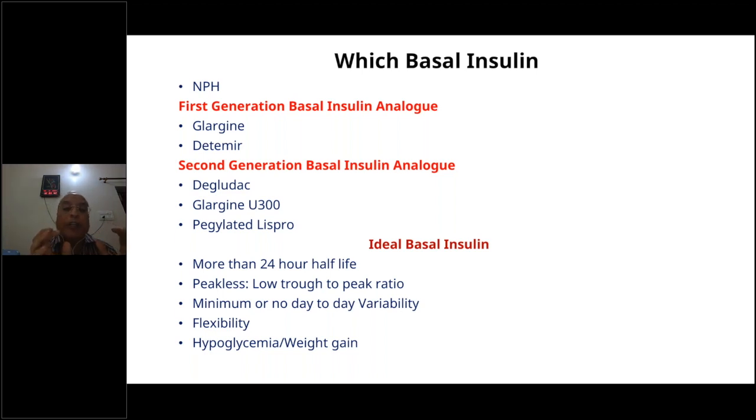What are the properties of an ideal basal insulin? The half-life of an ideal basal insulin should be more than 24 hours.